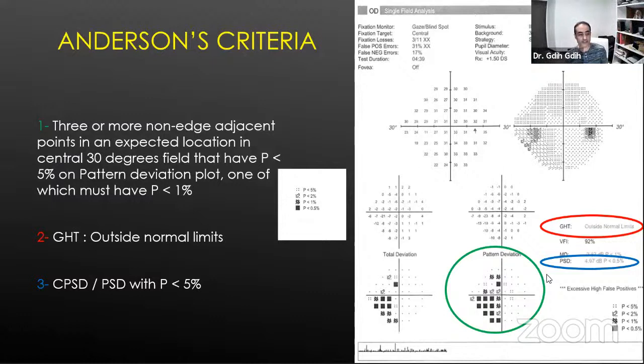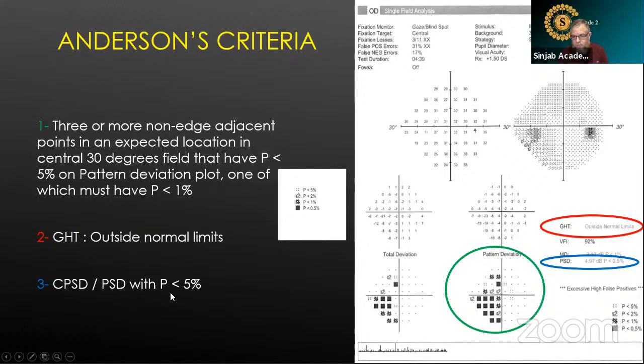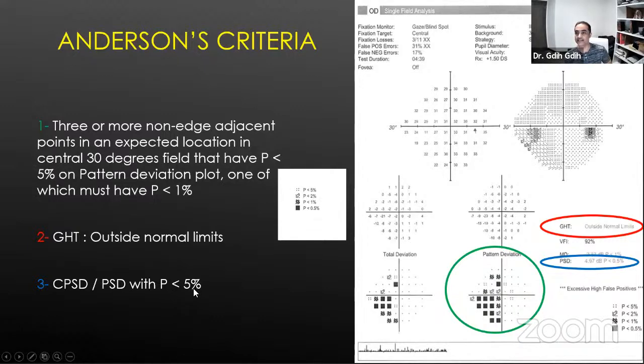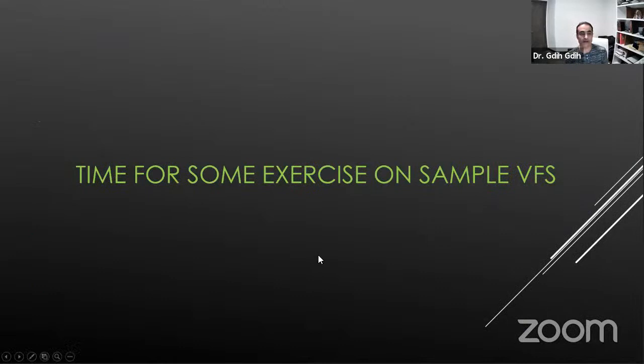Okay. Now we're going to move to the third one, to the blue. CPSD or PSD. Remember, I told you the machine could use either one of these, or even both. So whatever you have, the p-value of PSD, just take the p-value right there. What does it say here? The p-value less than 0.5%. Is that less than 5%? Yes. So we have a check mark here. So for this particular visual field, all of it does follow, and the Anderson criteria is applicable. So it is glaucomatous. Okay, so time for some exercise now.